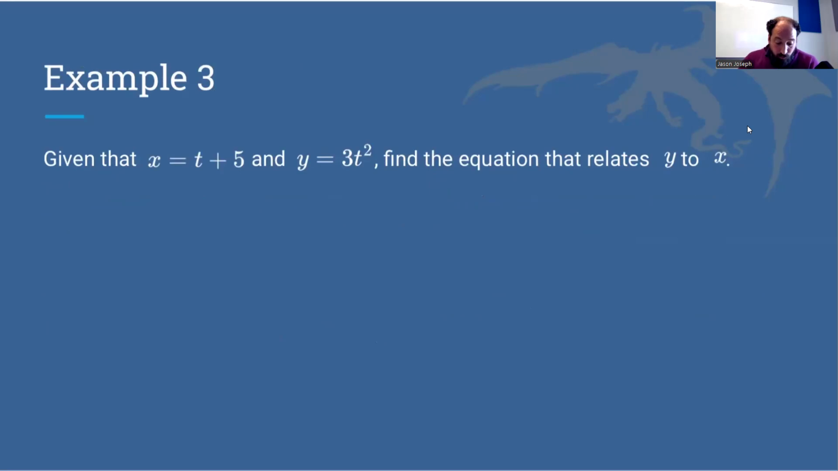So first, in this first example, we want an equation. Looking at this first equation, it's very easy to solve and say that t is x minus 5, right? And then since I have y as a function of t, it's going to be very easy to finish this out, right? Because y is 3 times t squared. t is x minus 5. So I get y equals 3 times (x minus 5) squared, and I'm done. And that shows me right there that it's going to be on a parabola.